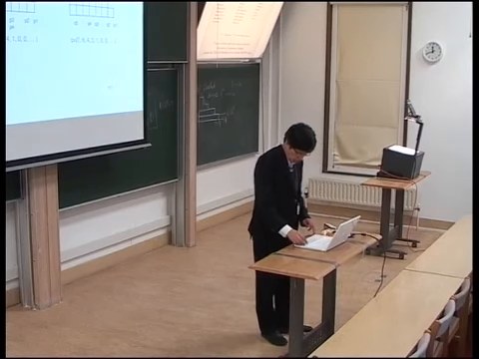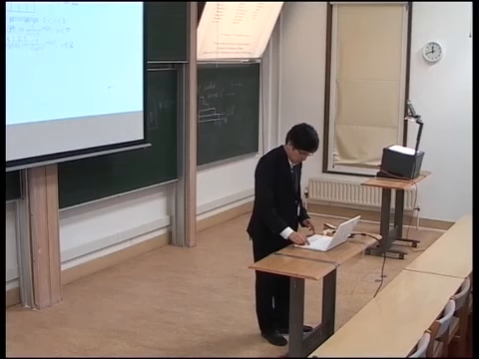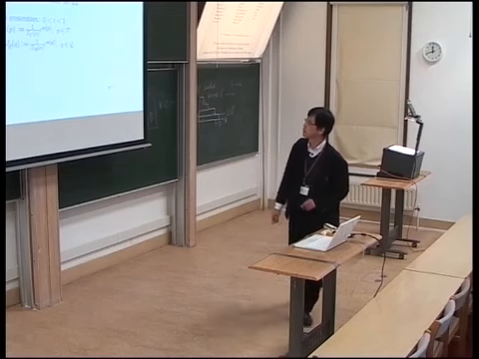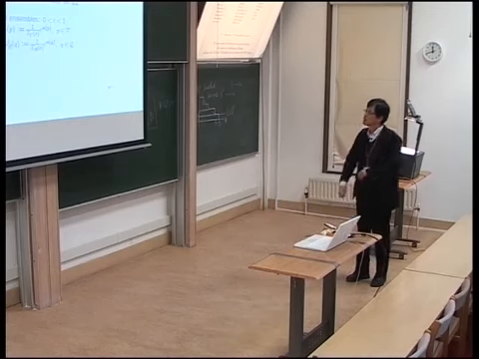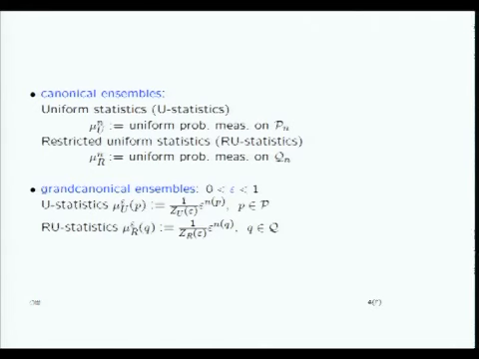Then I give some ensembles, or probabilities, for this space of Young diagrams. The first one, which I already explained, is the uniform probability measure on Pn. Pn is the set of Young diagrams with area n. Pn is of course a finite set, therefore you can consider the uniform probability measure on this space. That is called the uniform statistics.